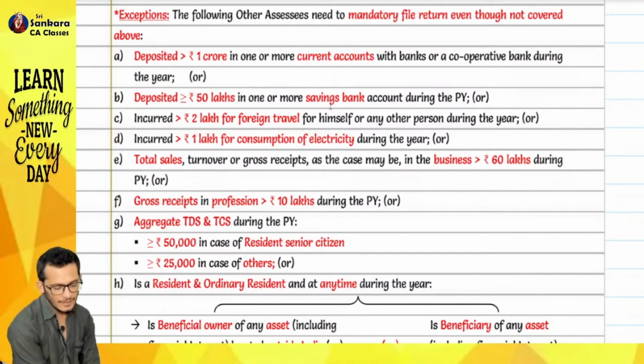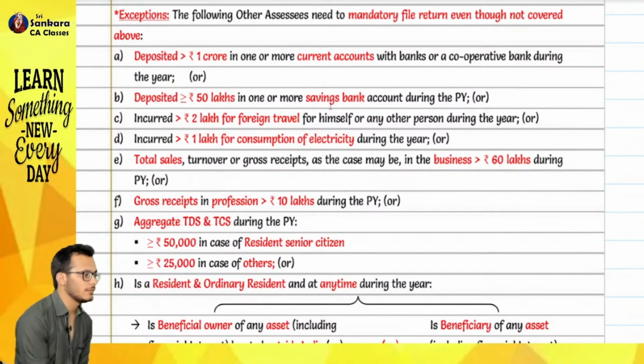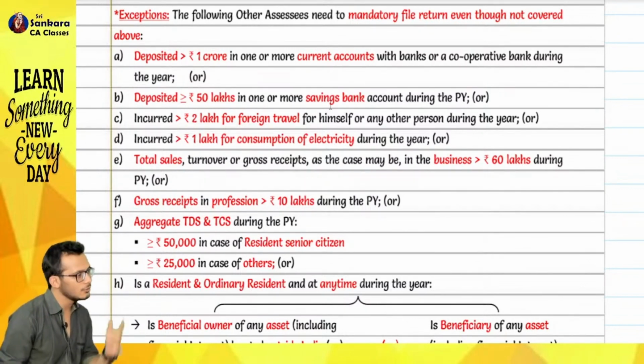Then they said, if you have gone for a foreign travel, or sponsored someone else's foreign travel, I don't care. You should be the one making the payment. If you are the one making the payment and you've paid more than 2 lakh rupees for a foreign travel, you need to file a return.